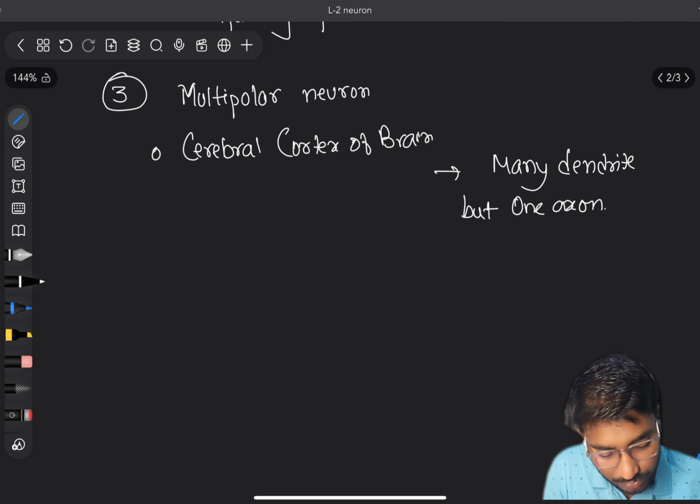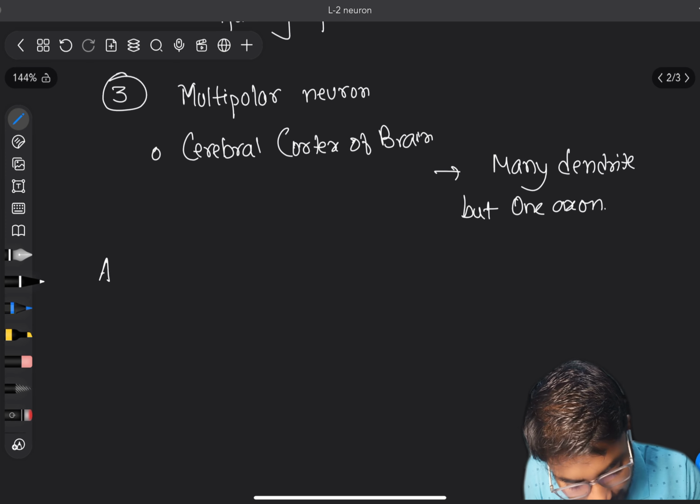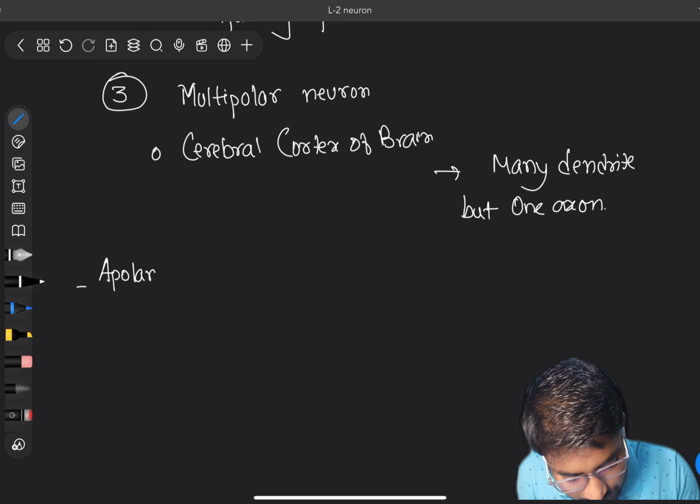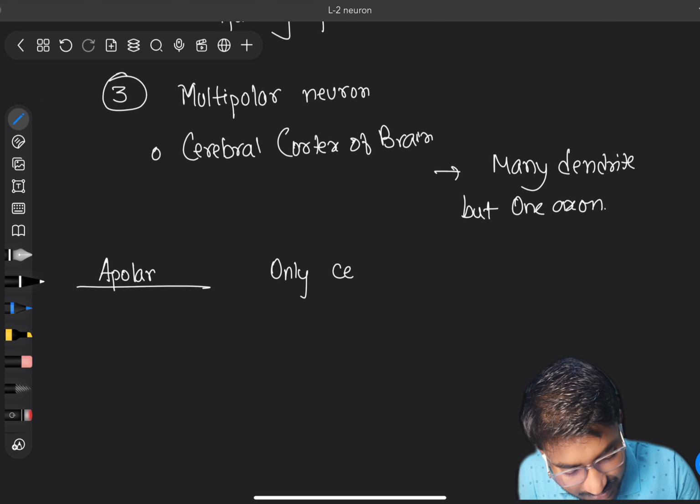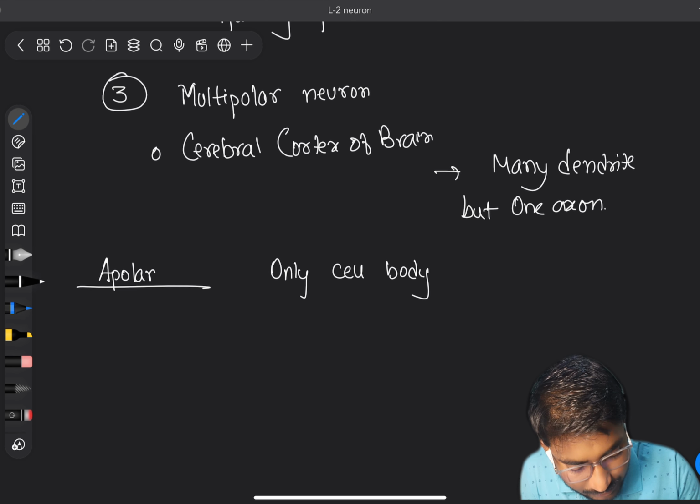Now there is another term called apolar, where only the cell body is present.